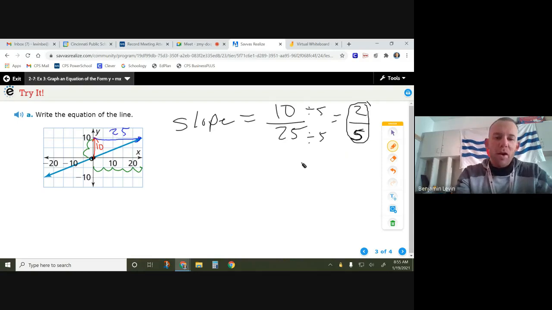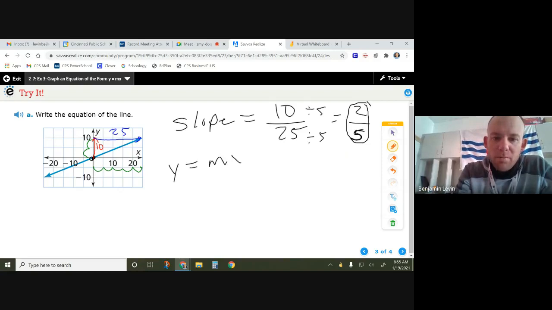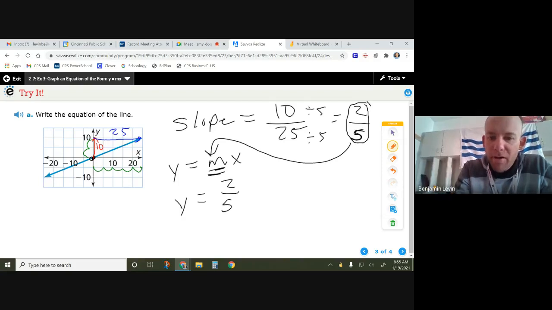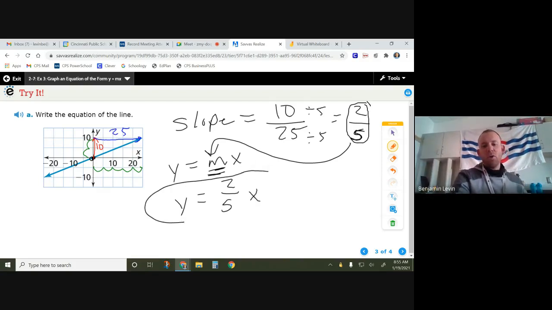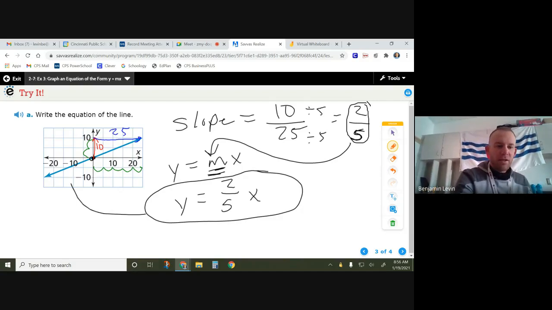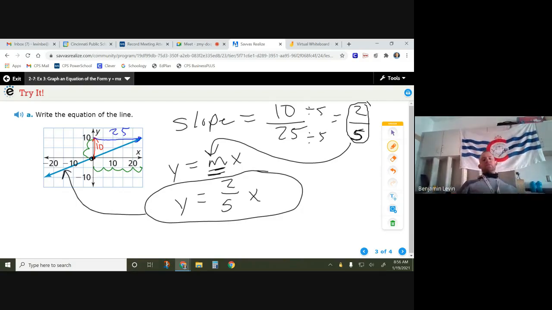So if we want to write an equation for this, all we need to do is put 2 over 5 into our slope. Our m is our slope, right? So y equals 2 over 5x. Simple as that. That is the equation that represents the blue line in the graph.